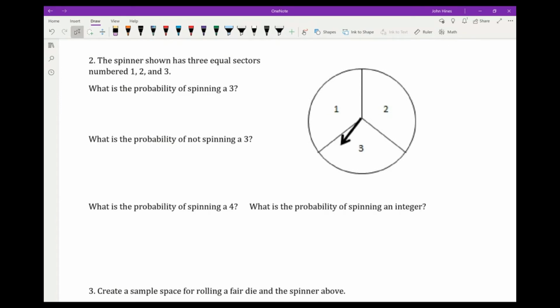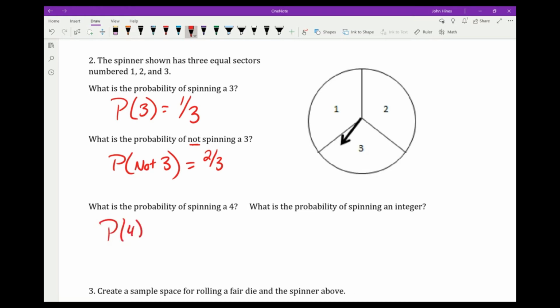So the spinner shown has 3 equal sectors, numbered 1, 2, 3. What is the probability of spinning a 3? What's the probability of me here landing on a 3? Well, 1 out of 3. We're going to be looking at not probabilities a lot. What's the probability of not getting a 3? Well, this happens 1 out of 3 times, so what's left over? 2 out of 3. There's 2 options out of the 3 that would land on not being a 3.